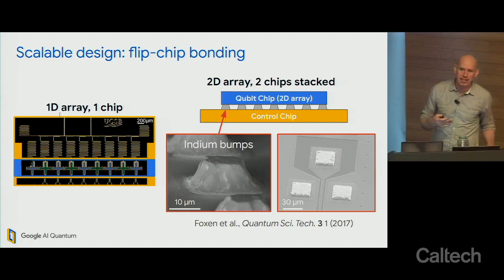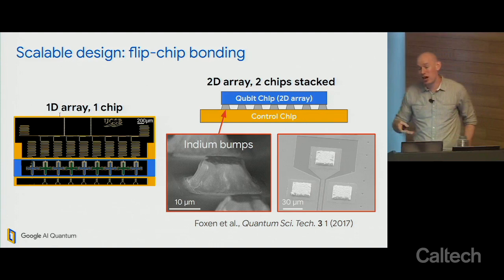One of those was adopting a two-chip device. So on the left, we have a microscope picture of the device we were just looking at. We have a one-dimensional array on one chip. Now let's identify this blue region here. This is where our qubits are. In fact, qubit fabrication is not that complicated. It's totally feasible to make a two-dimensional array of transmon qubits, but it's a question of how you read them out and how you control the qubits.